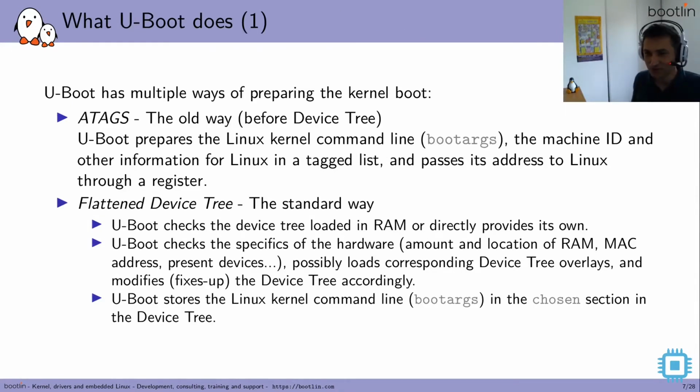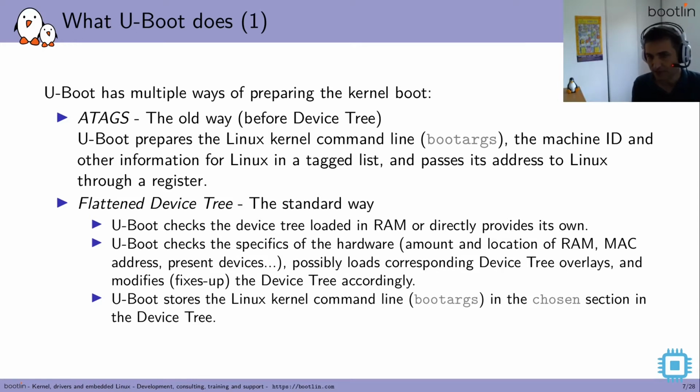So the first thing to understand to replace U-Boot is how it prepares for the kernel to boot. The first way, the old way, is the ATAGS way. In this case, U-Boot prepares the Linux kernel command line, the bootargs environment variable, the machine ID and other information for Linux in a tagged list, and it passes the address of the tagged list to the Linux kernel through a register.